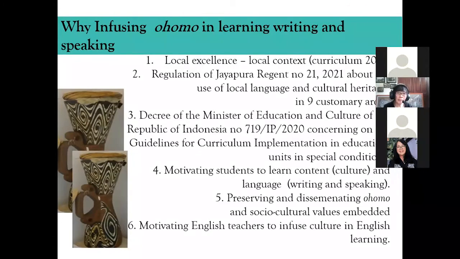And number three is the decree of the Minister of Education and Culture concerning curriculum implementation in education units, especially in a special condition. Number four, by infusing this, we can motivate students to learn content, culture, and language at once. Number five is preserving and disseminating Homo and the social cultural values embedded. And six is motivating English teachers to infuse culture in English learning. Next.